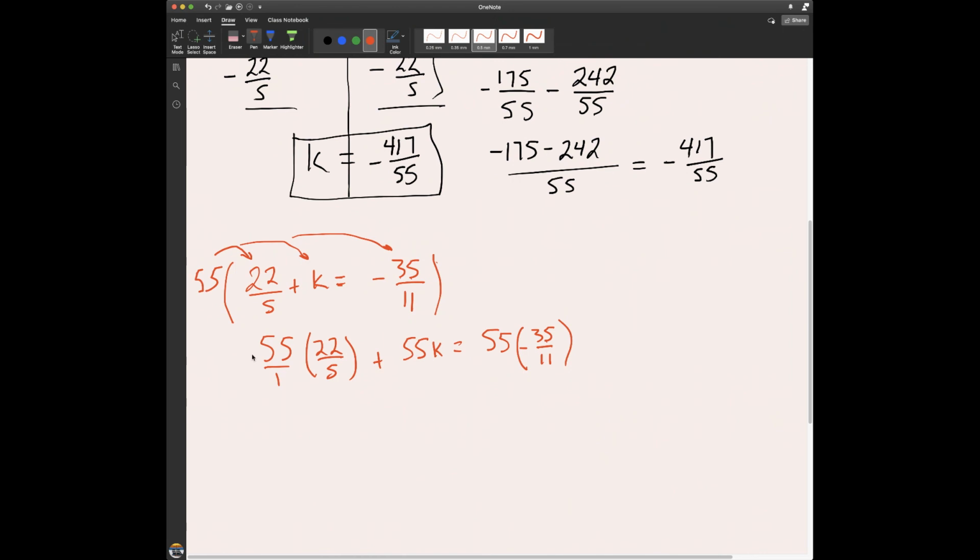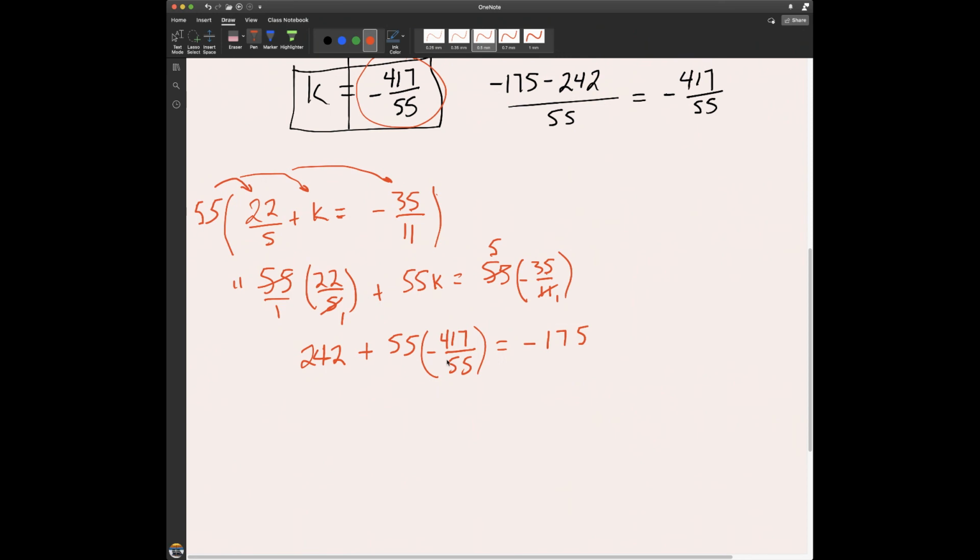So now let's go ahead and simplify this. So that cancels the 5 and the 55. That's just 11. So this gives us 242 plus 55. And what did k equal? K equaled this. So I can put negative 417 over 55. And that equals, and then in this term, the 11 becomes 1, and that becomes 5. And 5 times negative 35 is negative 175.